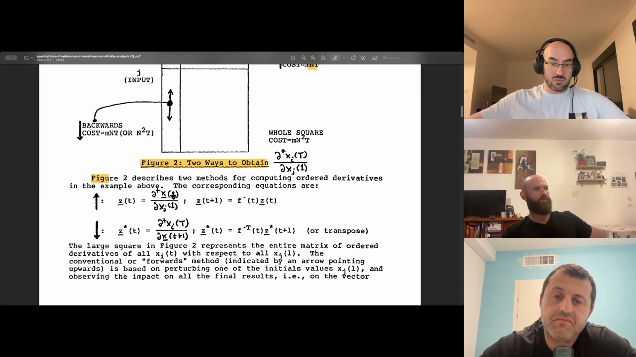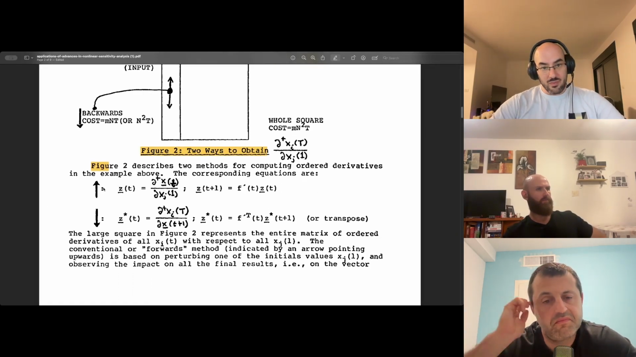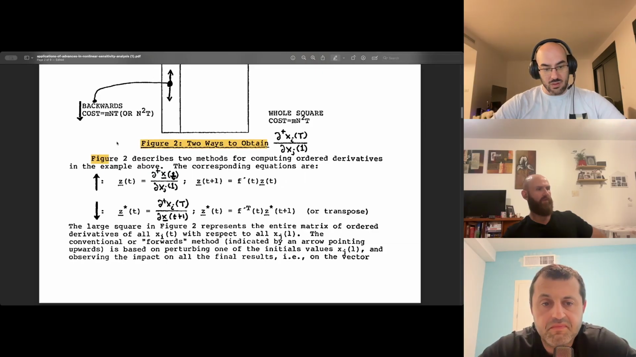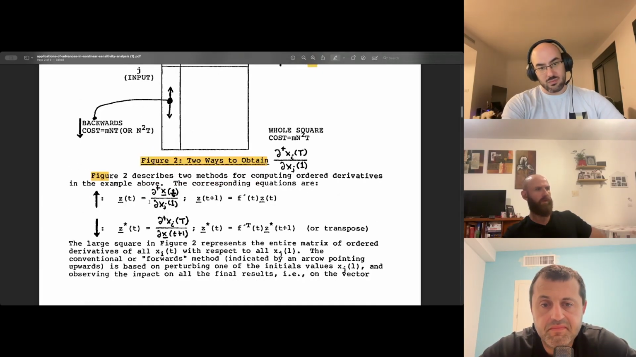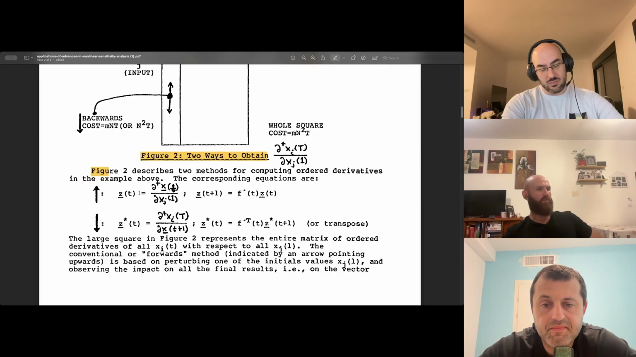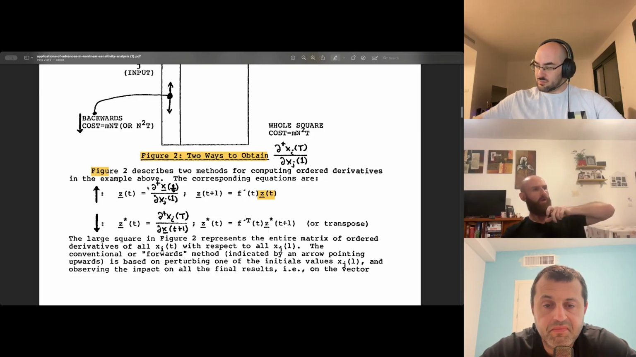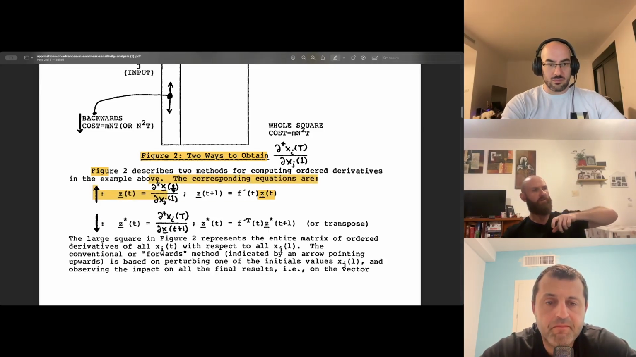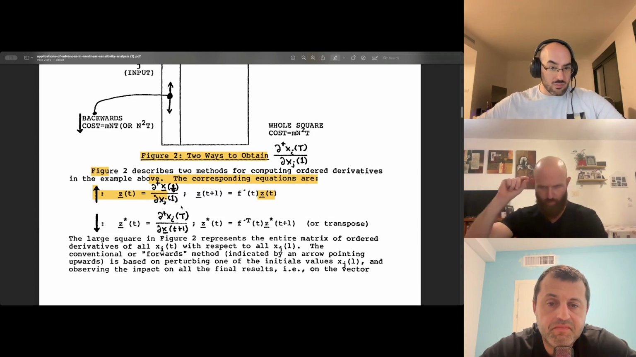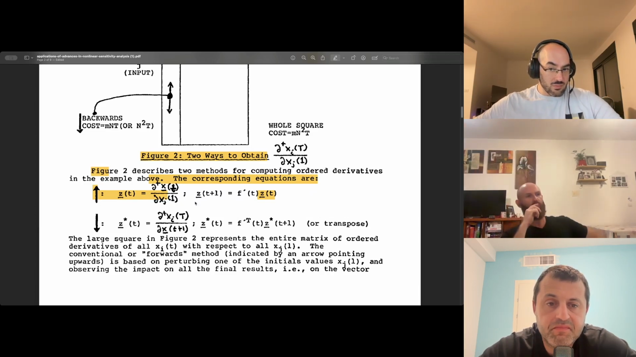And now he moves to figure 2, which is what we discussed. And he says that the forward pass is taking Z. Z, I think, is the sensitivity, right? It's the change. The derivative. Here, it's defined here. Z of t is the sensitivity. So how changing one variable affects another at the output.